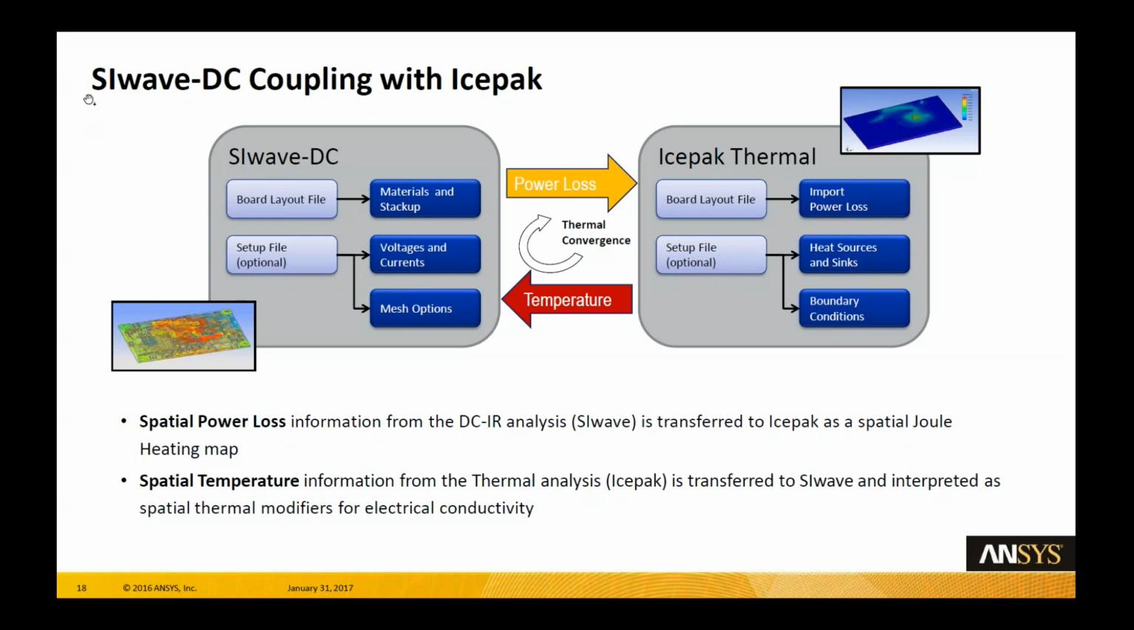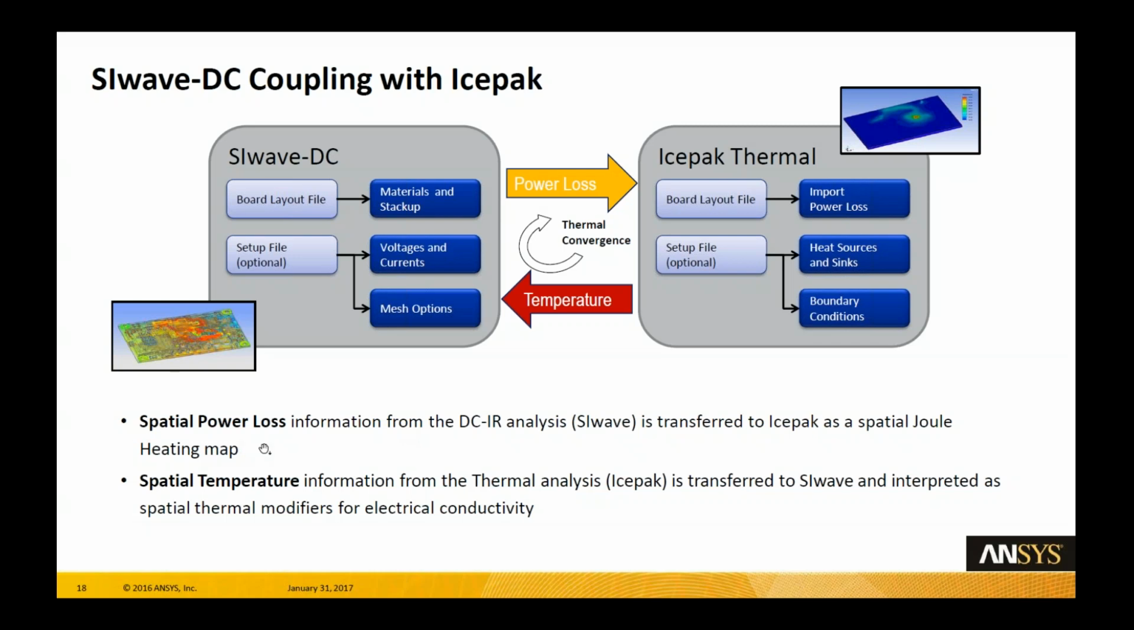So, getting back to the DC coupling with Icepak. On the SIwave side, we do a board layout file, materials and stack up. Then we set up the file, and things we can control include match options and voltages and currents, and also materials and stack up. Then we pass the power loss to Icepak thermal, and it passes back the temperature information.